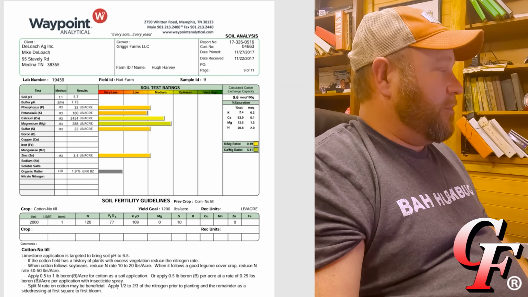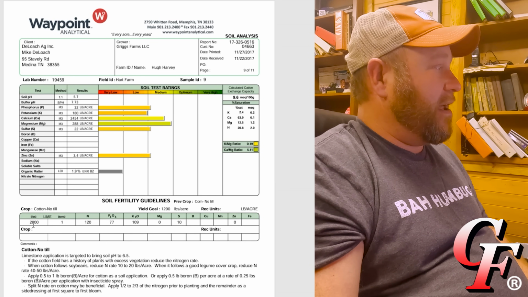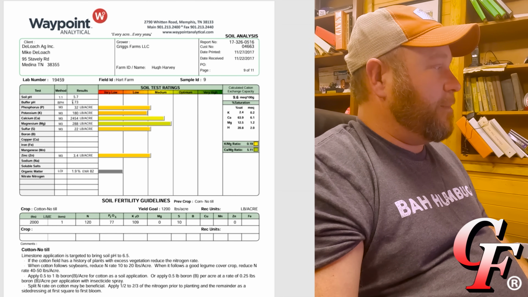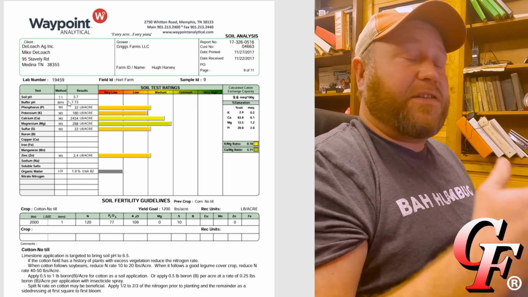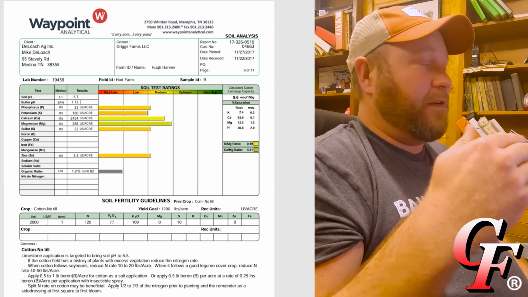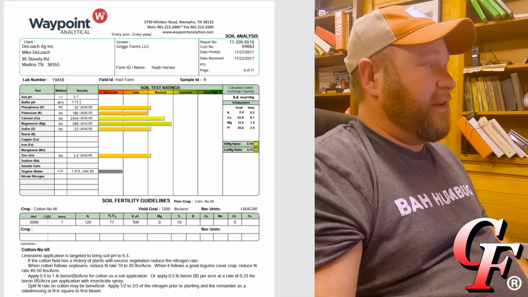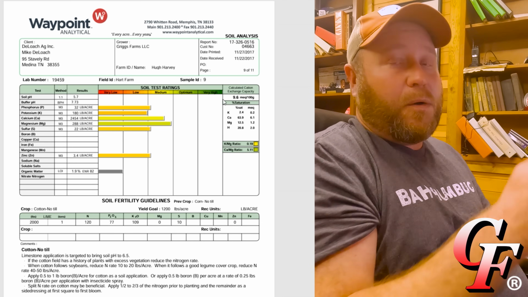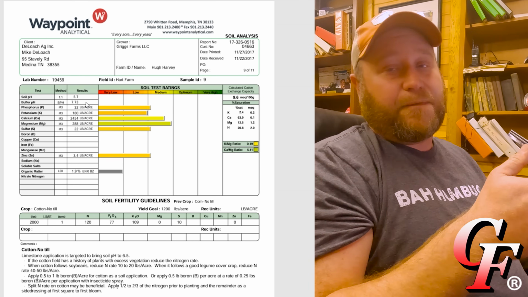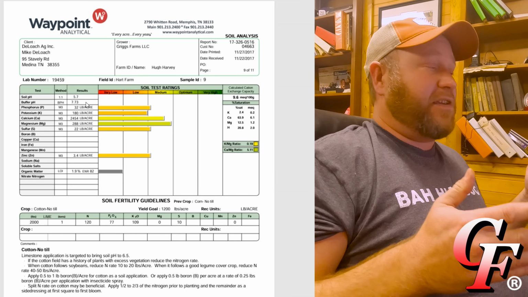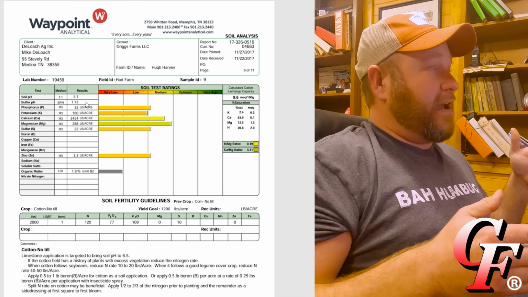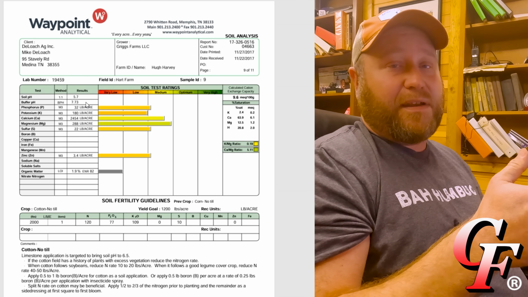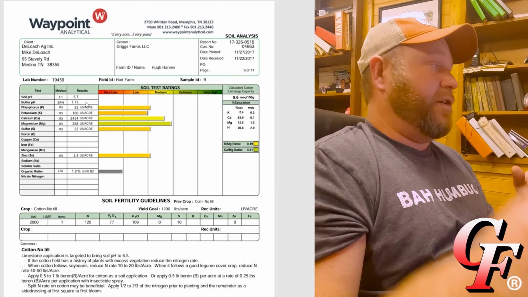And Waypoint is calling for 2,000 pounds of lime. Now, how they figure that is they use the buffer pH that we see right below the pH to figure out how much lime it's going to take to raise the pH of that soil, because each soil is going to have a different cation exchange capacity. One soil that's got a pH of 5.7 might need 1,500 pounds of lime to raise it up. Your next soil that might have a higher cation exchange capacity might need, say, 2,000 pounds of lime to raise a 5.7 pH up to where you want it to be.